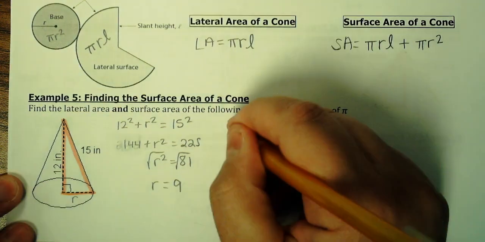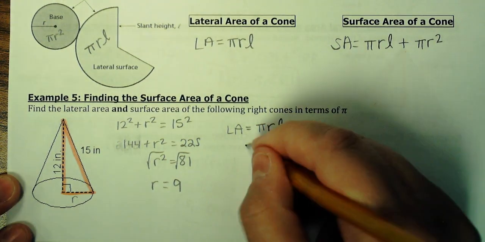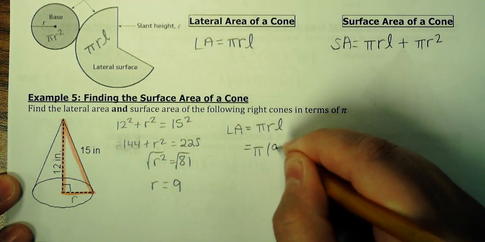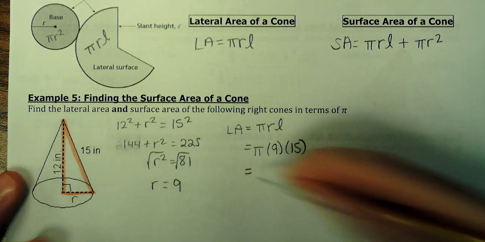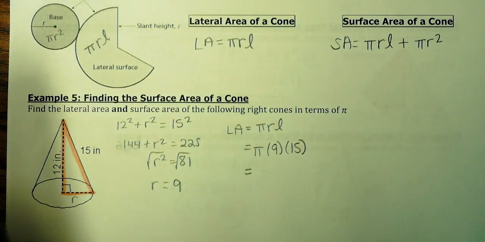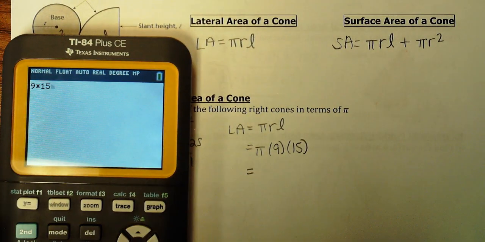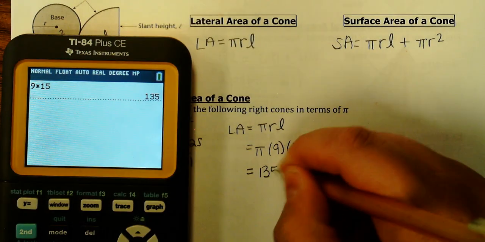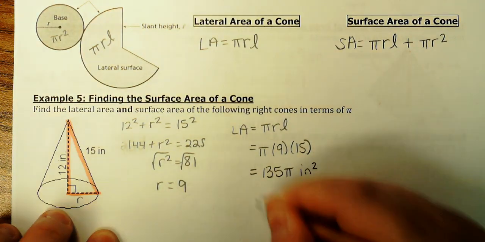Okay, so lateral area, pi times the radius times the slant height. So it's going to be pi times 9 times 15. Okay, I'm going to show you two things. So let's say the question says, let's leave it in terms of pi. So if I was doing that, all I'm going to do is 9 times 15, which is 135, write a pi next to it. Forgive me, this is inches squared.